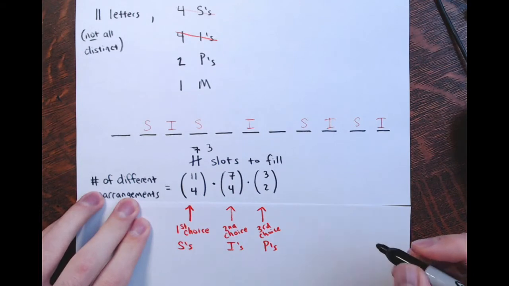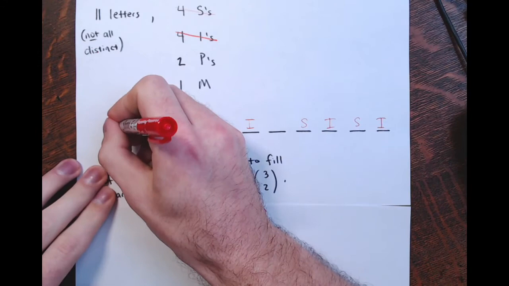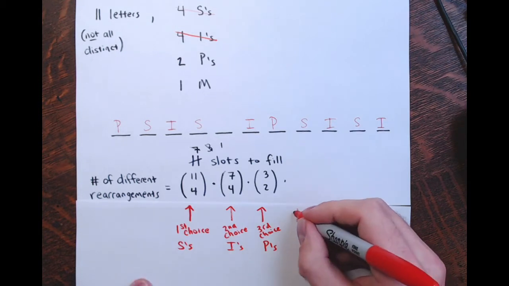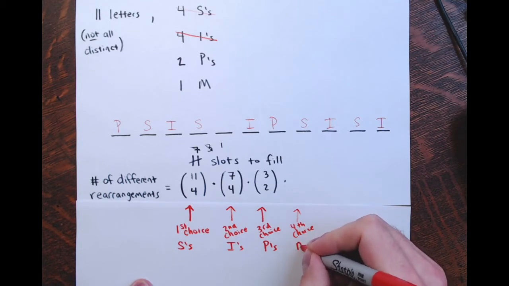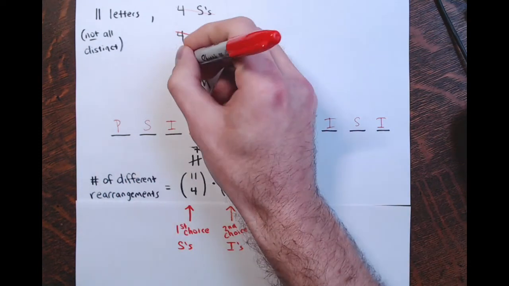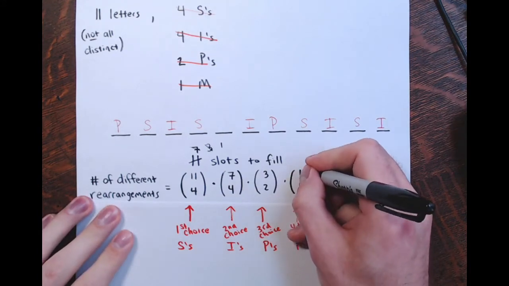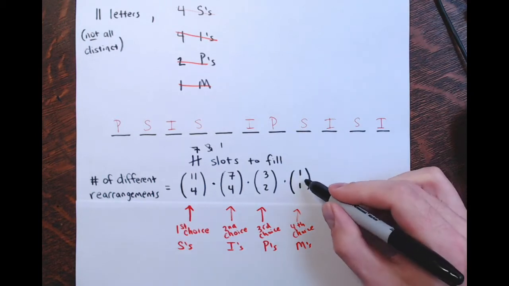And then finally, all right, let's say I put the P here and P there. And then finally, the last choice, now there's only 1 slot left. So I don't really need to fill this in because there's only 1 choice, but my last choice would be where do the M's go? All right, where do the M's go? Now there's only 1 M, right? And there's only 1 slot left, 1 choose 1. All right, now 1 choose 1 is 1.